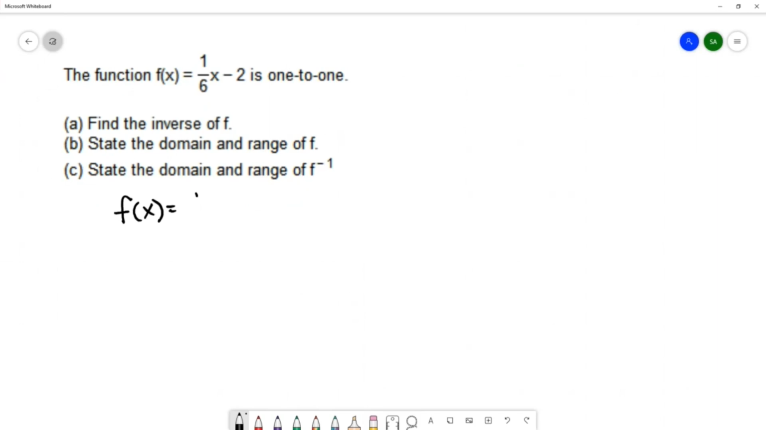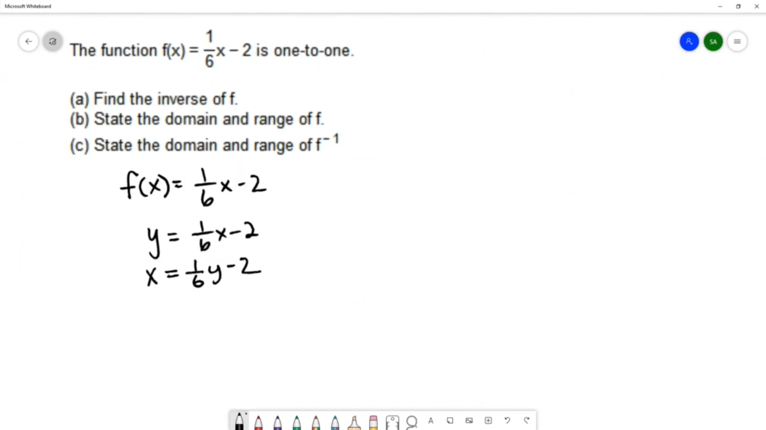We have f of x equals 1/6 x minus 2. And our first step is we're going to change that f of x to y. Now this step just makes the equation a little bit easier to work with. And the next step is we're going to switch the x and the y. This is what's going to help us find the inverse. So our equation would be x equals 1/6 y minus 2. Inverse functions switch the x and y, so we're going to switch the x and the y to find the inverse. And the final step, we're going to solve for y.